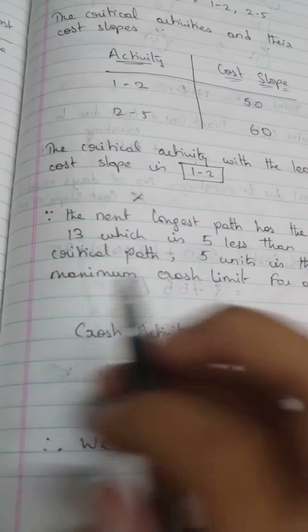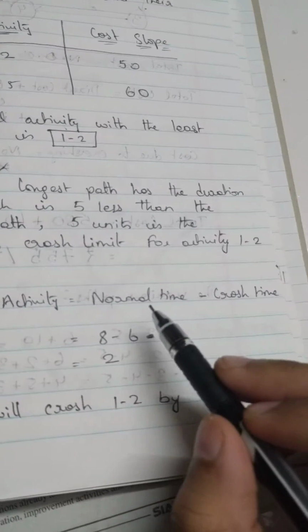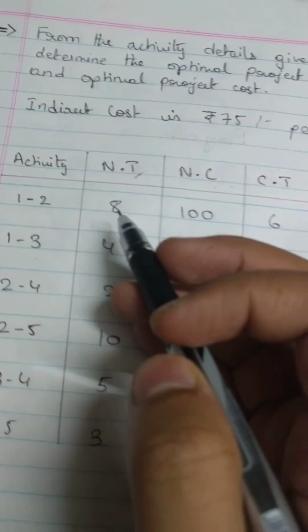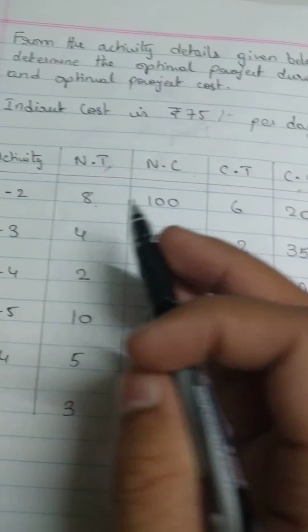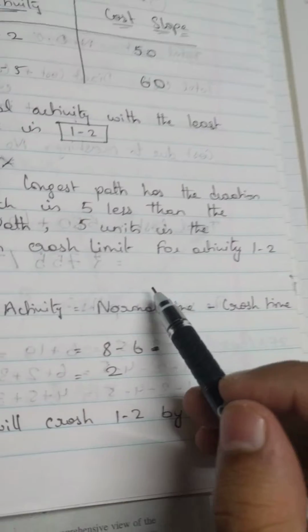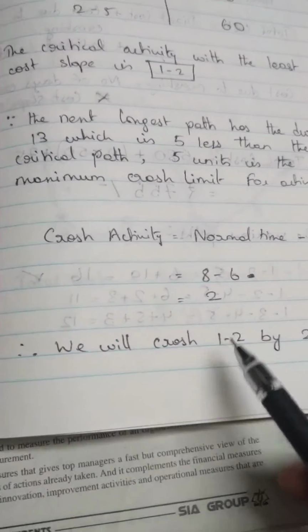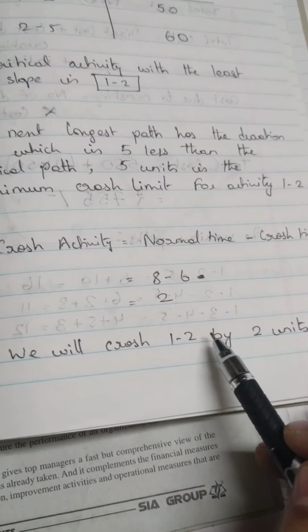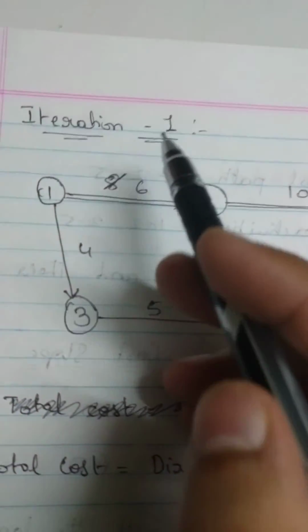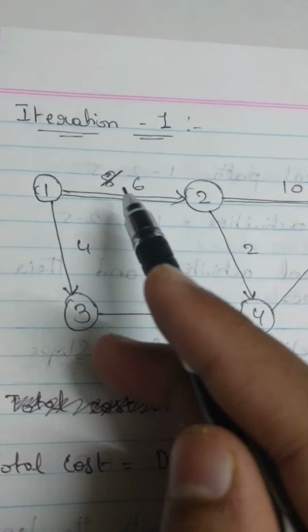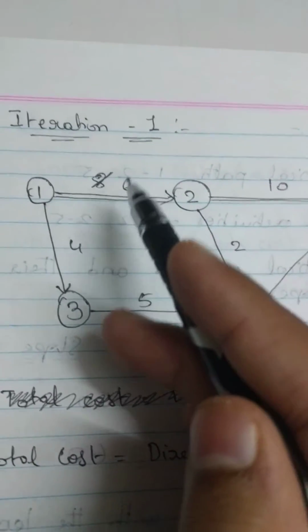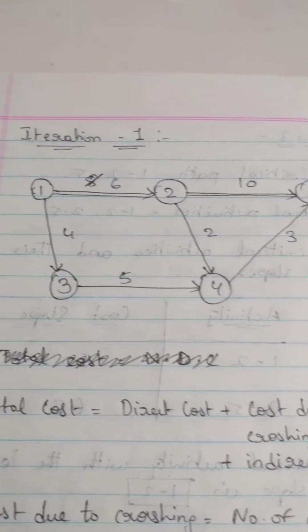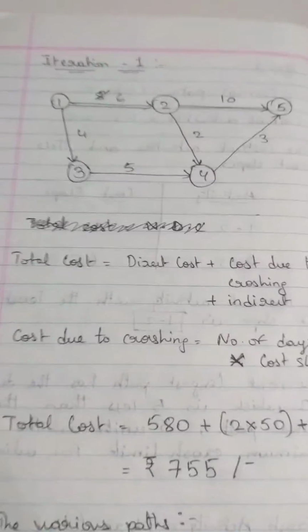So the activity we're going to be crashing is 1 to 2. The formula for crashing the activity is normal time minus the crash time. For activity 1 to 2, the normal time is 8 and the crash time is 6, so we subtract 6 from 8, and that's 2. So we will be crashing activity 1 to 2 by 2 units, and that is going to be our first iteration. As you can see, I have cut the 8 right here and marked it with 6. I have subtracted 2 from 8 and reduced the overall time by 2 units.